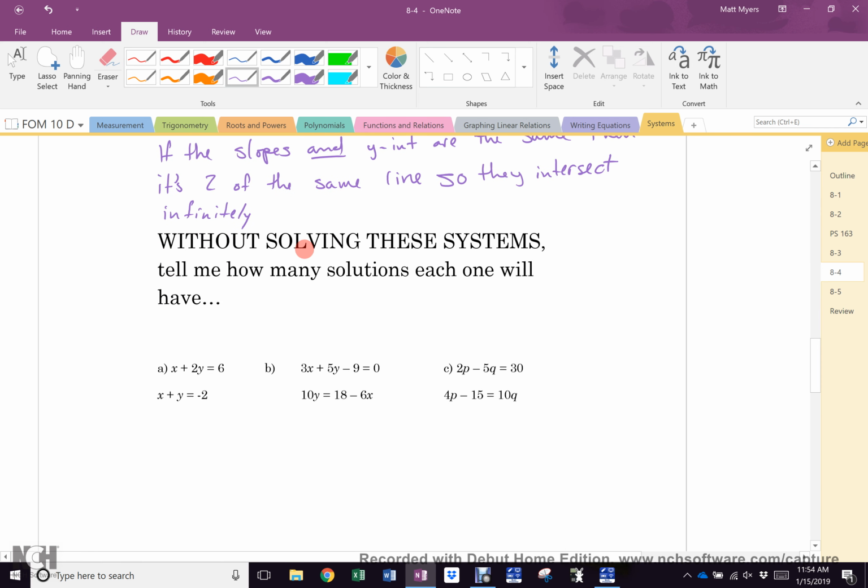So, without solving these systems, so no substitution, no elimination, and no graphing, tell me if I should bother. I need to know if there is a solution: there might be one, or there might be none, or there might be infinite. What tells us where these three options go?